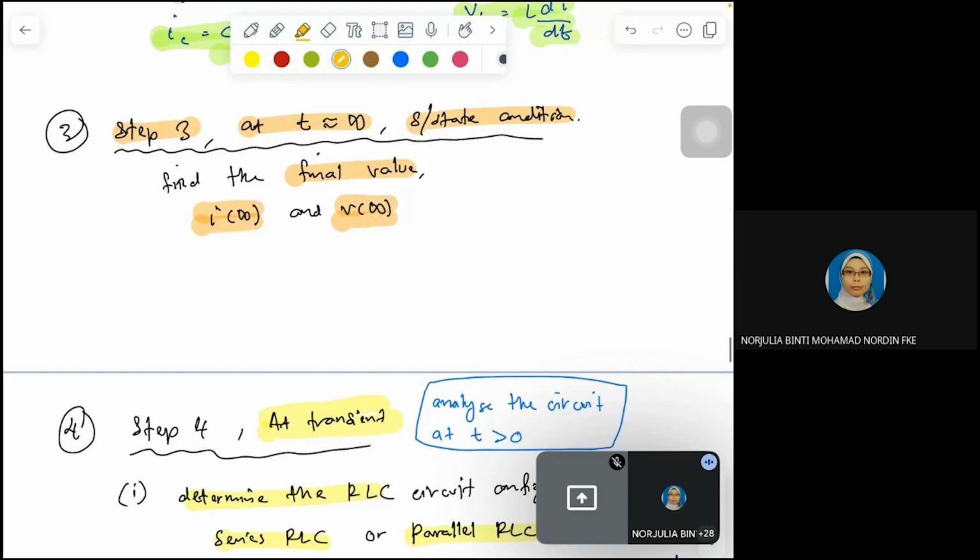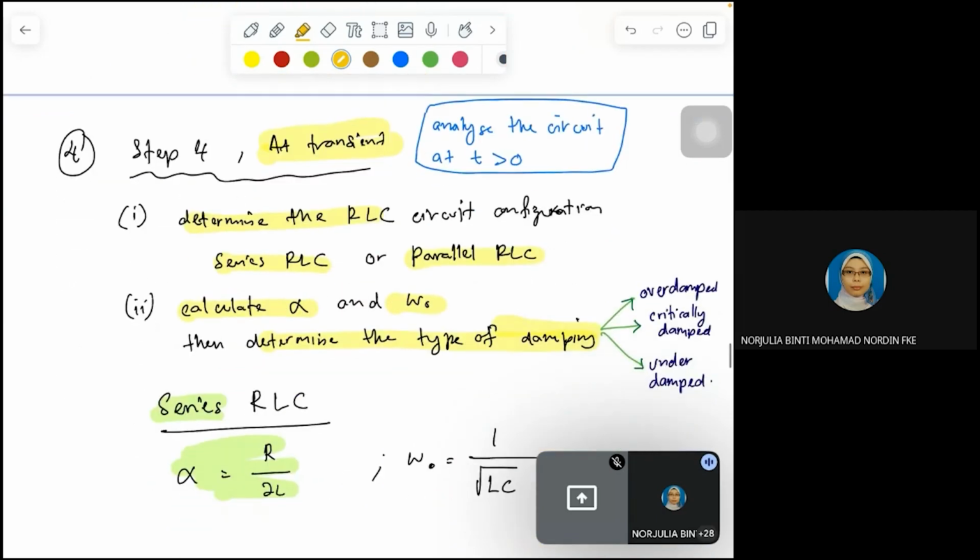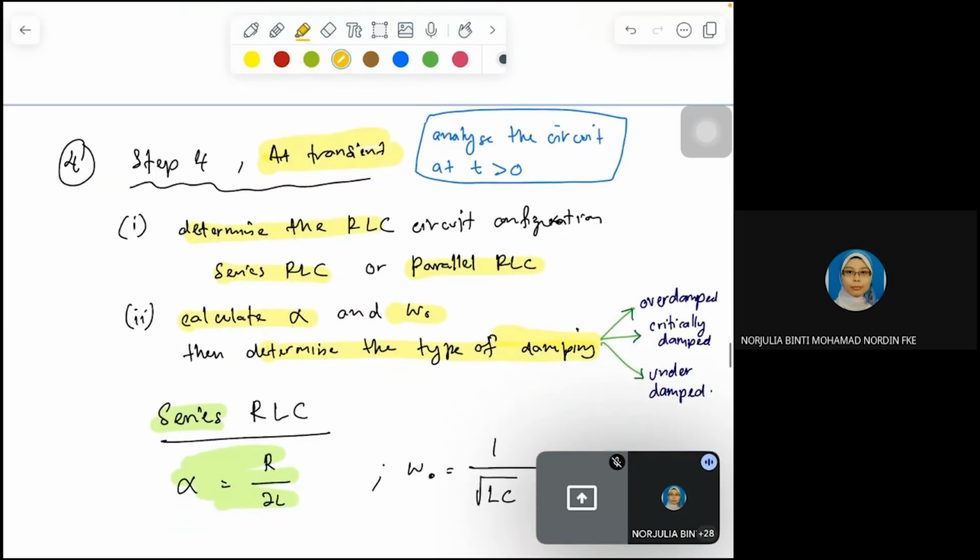All right. So the next step is the longer step, which is step 4. At this moment, you need to analyze your circuit under transient, where your C and L, or your capacitor and inductor, will behave like their original characteristic. It means that your C and L do not short or open. It behaves like the inductor, it behaves like the capacitor.